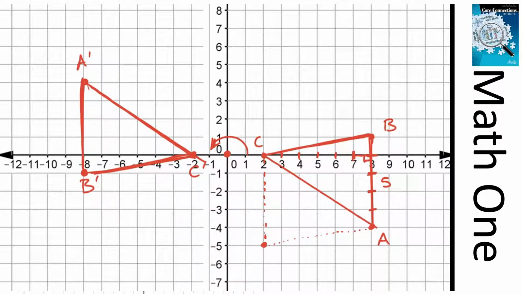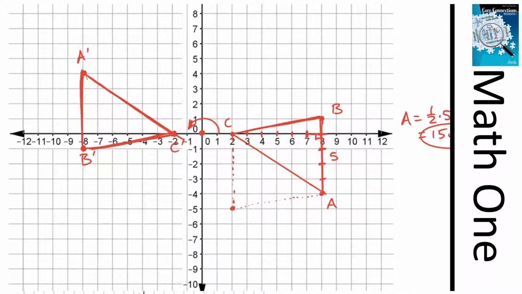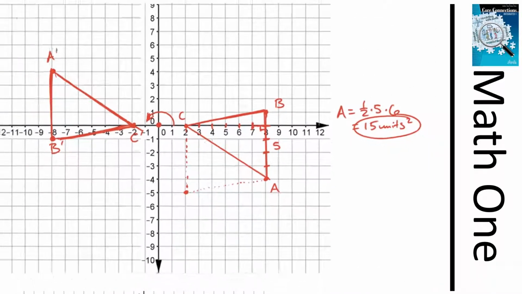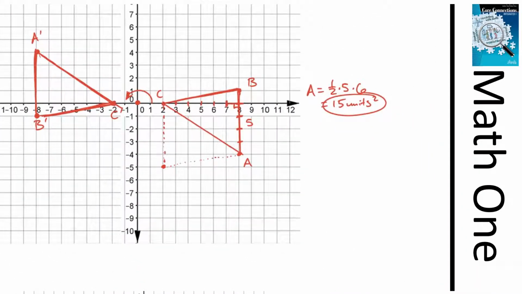So it does ask me to state the coordinates of A prime, B prime, C prime. So I could list them right here. I'll say that A prime is at (-8, 4). B prime lands at (-8, -1). And C prime ends up going to (-2, 0).